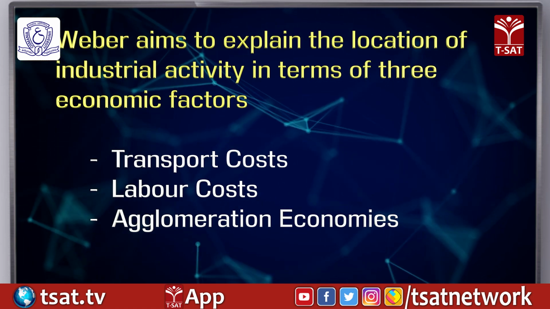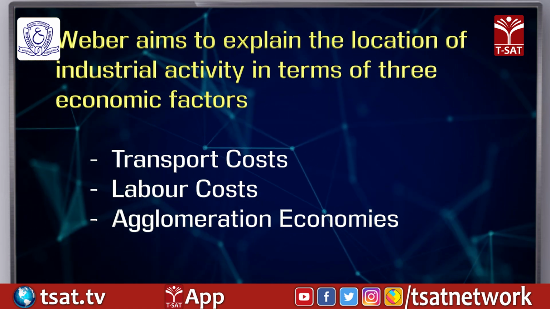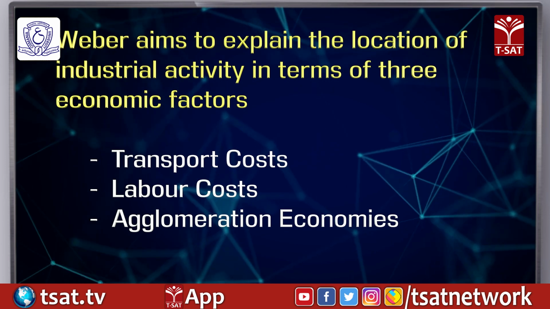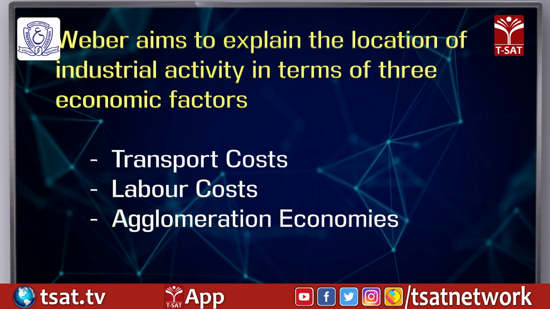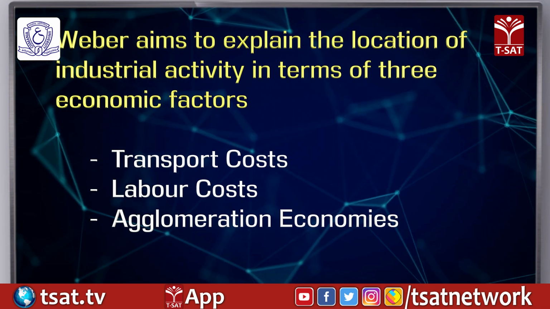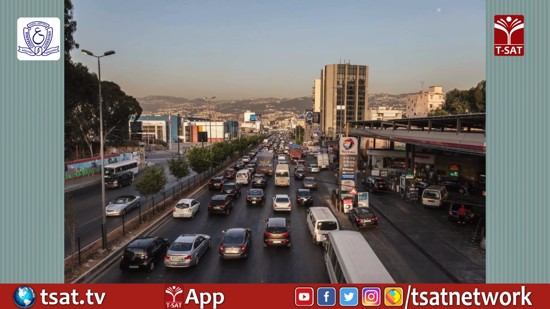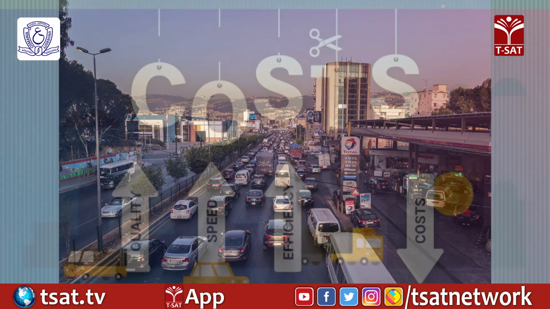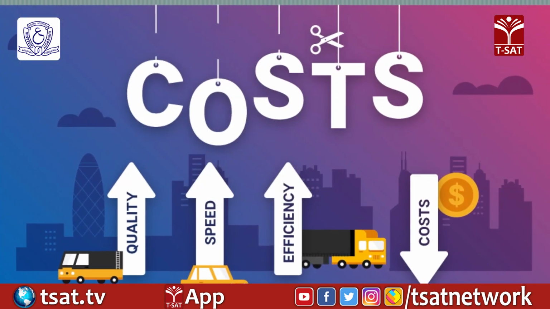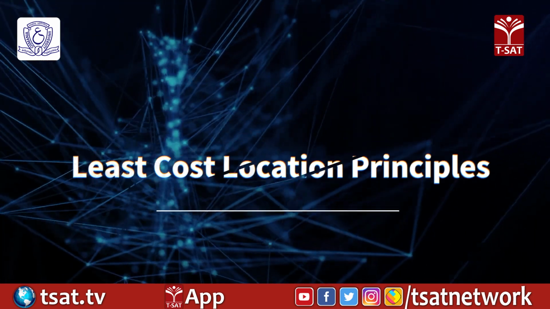Weber aims to explain the location of industrial activity in terms of three economic factors. The first one is transport cost, the second one is labor cost, and the third one is agglomeration economies. His explanation is based upon finding the least cost point for production. Another assumption was that transportation routes are not fixed but connect origin and destination by the shortest path, and transport cost directly reflects the weight of the item shipped and the distance they are moved.